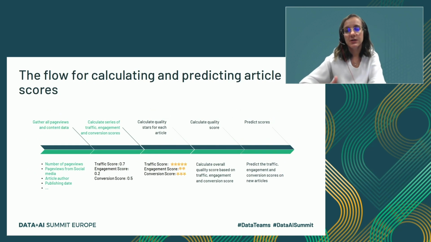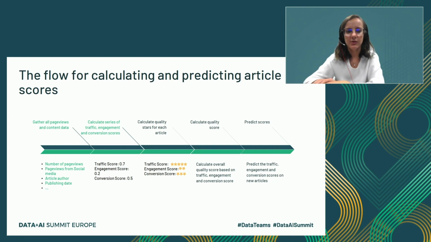Now, how the flow actually looks for calculating the scores and predicting the article scores. First we start with simply gathering all the data. So we get the page views, we get the content data, and so basically we get the number of page views, we get the page views which are coming from social media, like did people access this article from a Facebook page or from Instagram, who is the author of this article, when was this article published, etc.